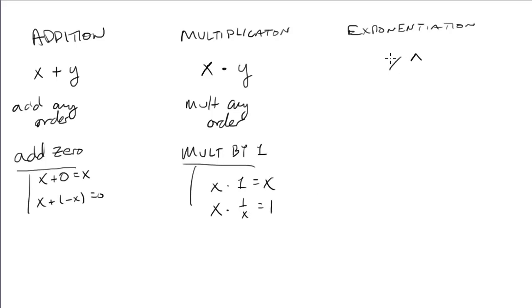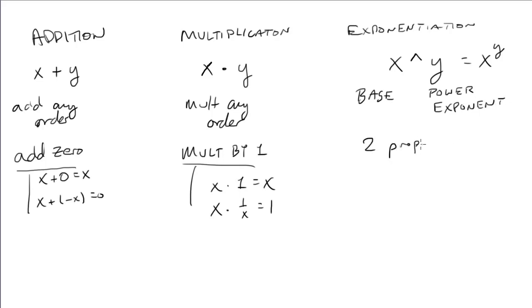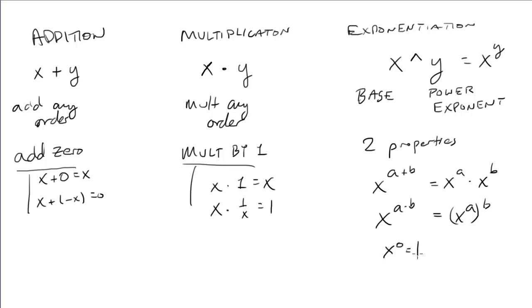X to the y. Order matters, and so you give names to the arguments, the base and the power, or the exponent. Either one is used. There's only two properties that connect exponentiation to the previous addition and multiplication: add powers, multiply bases. Multiply powers, power the power. And for backwards compatibility, we define these operations.